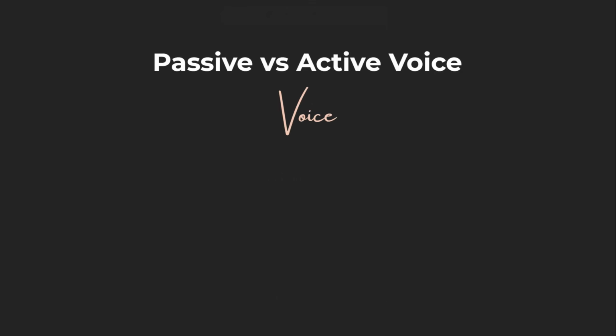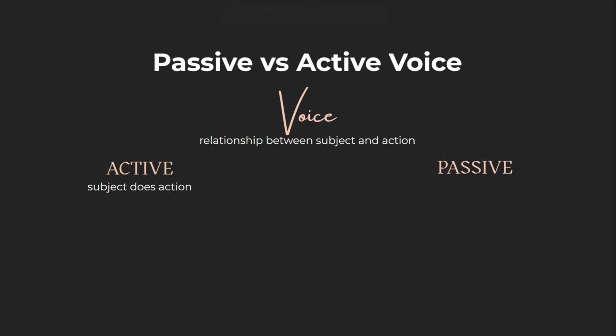Let's start with what voice means in the context of grammar. Voice shows us the relationship between the subject of a sentence and the action of the verb. In the active voice, the subject of the sentence does the action, while in the passive voice, the subject receives the action. Let's take a look at an example.